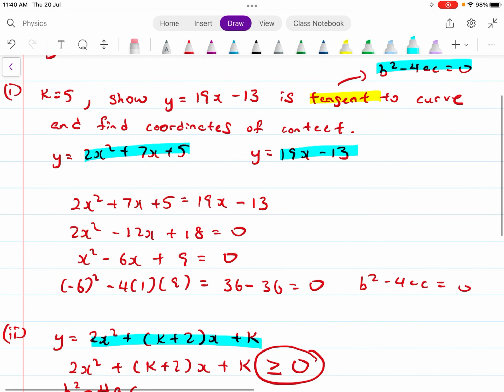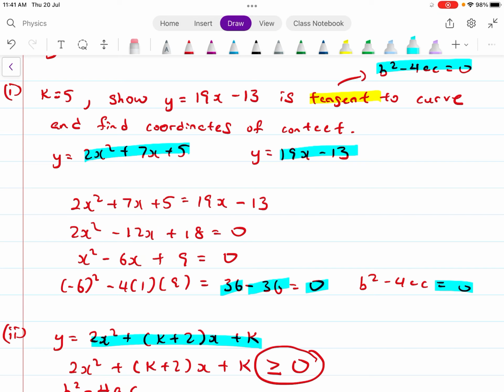Okay, then you put them together and move everything to the left-hand side. What you'll get is x squared minus 6x plus 9 equal to 0. The last part is to prove b squared minus 4ac is equal to 0. So when you substitute in negative 6 squared minus 4 times 1 times 9, you will notice that you get 36 minus 36 equal to 0. So in this case, I have already proved that b squared minus 4ac is equal to 0, which means that they only touch at one point.